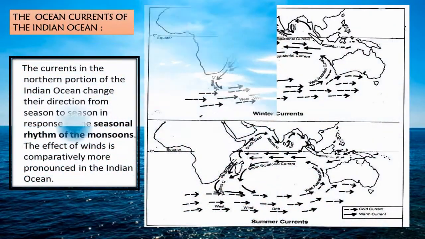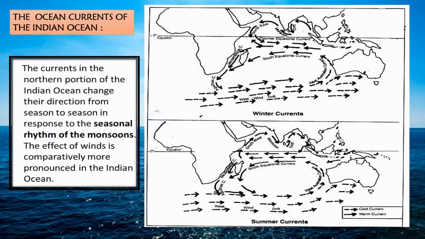Now, the ocean currents of the Indian Ocean. There is a similarity between the patterns of ocean currents of the Pacific and Atlantic Ocean, but the flow of the ocean currents of the Indian Ocean is totally different. The Indian Ocean is landlocked in the north, and the equator divides this ocean into two parts, that is, northern and southern. The monsoon winds influence the Indian Ocean tremendously. These winds change their direction according to the season.